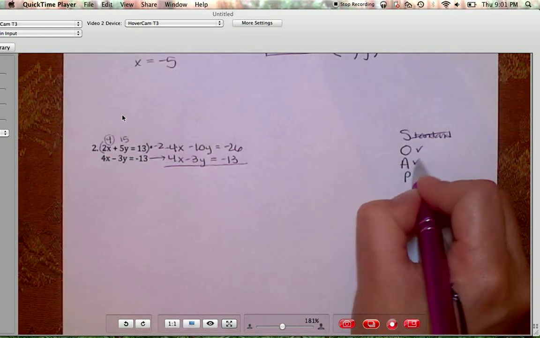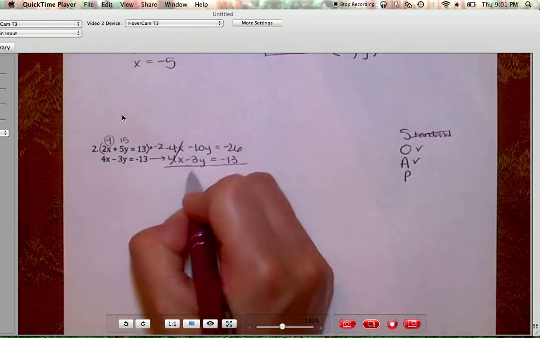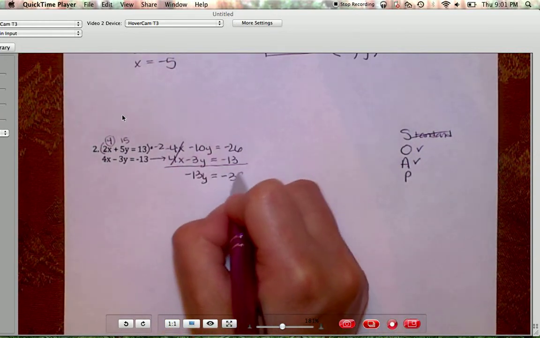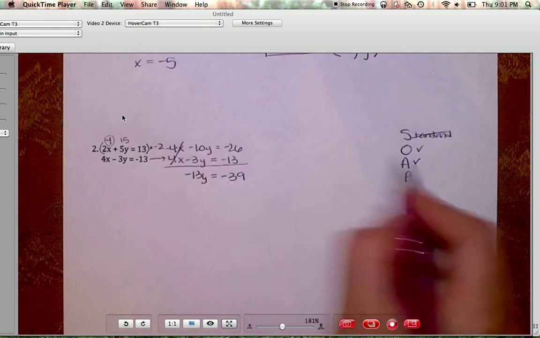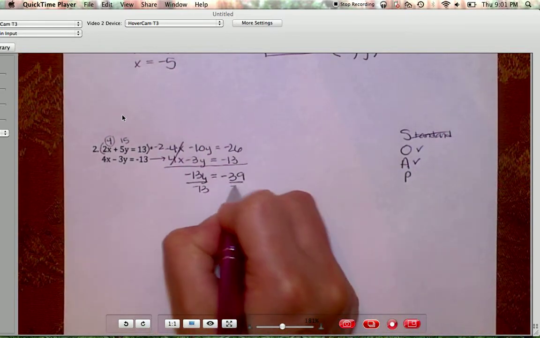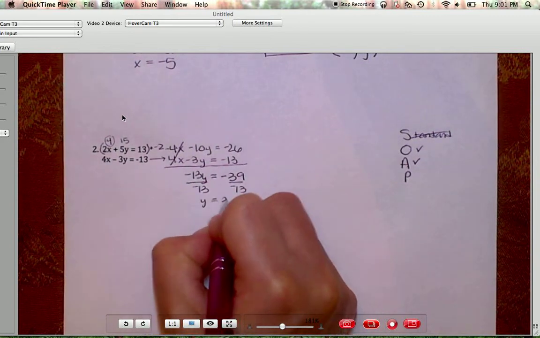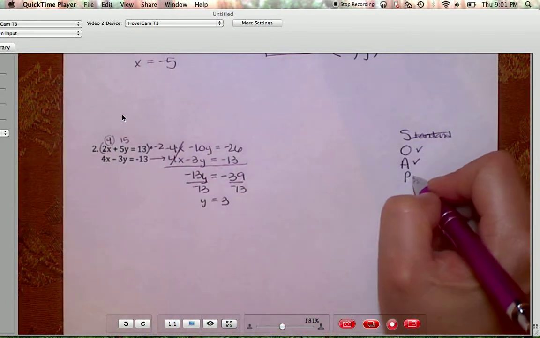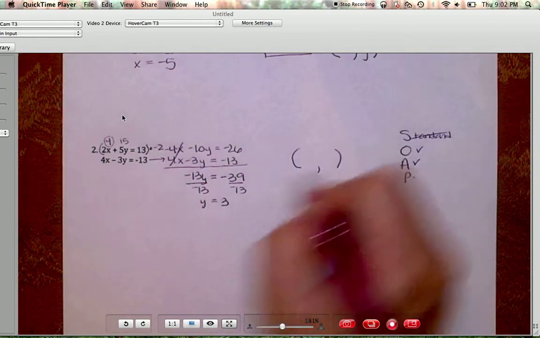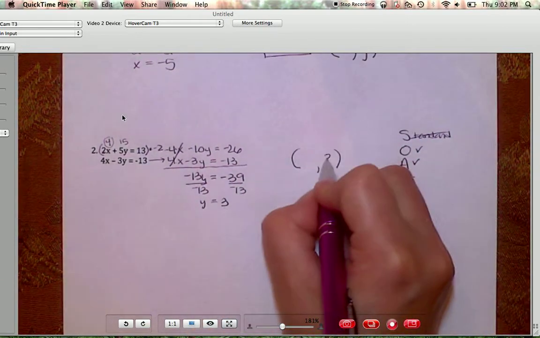Now we're going to add down. These drop out. We get negative 13y equals negative 39. Add down and solve. We have to continue solving, so we divide by negative 13, and we get y equals 3. Don't forget P though. You have to plug it back in. So what we're looking for is an x, y. There's our y, so that belongs here.